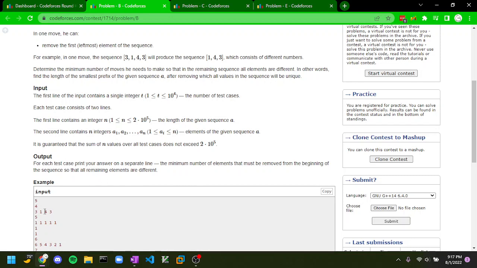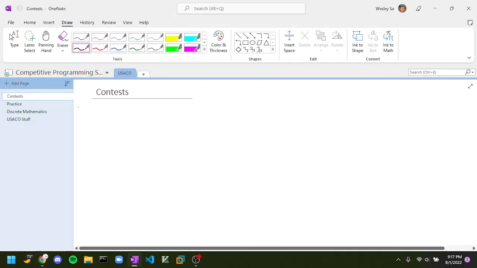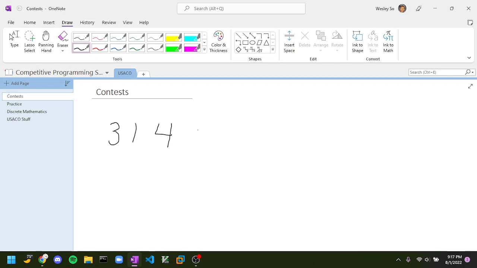So let's say we're given the array 3, 1, 4, 3, which is the first test case. 3, 1, 4, 3. We start at this element, the last element in the array, and go backwards to the first. If an element ever repeats, we know to terminate that search, and the element right before is the element that's left.